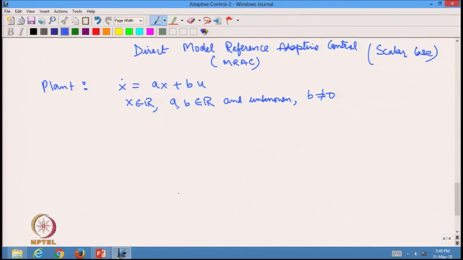Okay, so this is a plant, and then as we did for the model reference controller case, for this case we consider the reference model to be xm dot equals am xm plus bm r. So, this is a reference model which captures the desired performance.